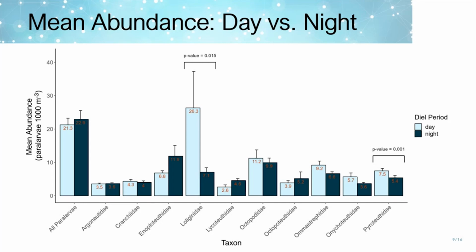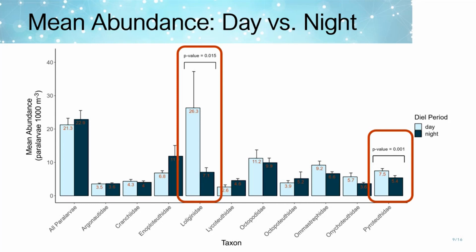So to test whether there were significant differences in mean abundance, I used a Wilcoxon test with an alpha of 0.05. And I found that while none of them had the exact same abundance between day and night, only these two families, Loliginidae and Pyroteuthidae, had significant differences in mean abundance, both with higher mean abundance during the day than at night.